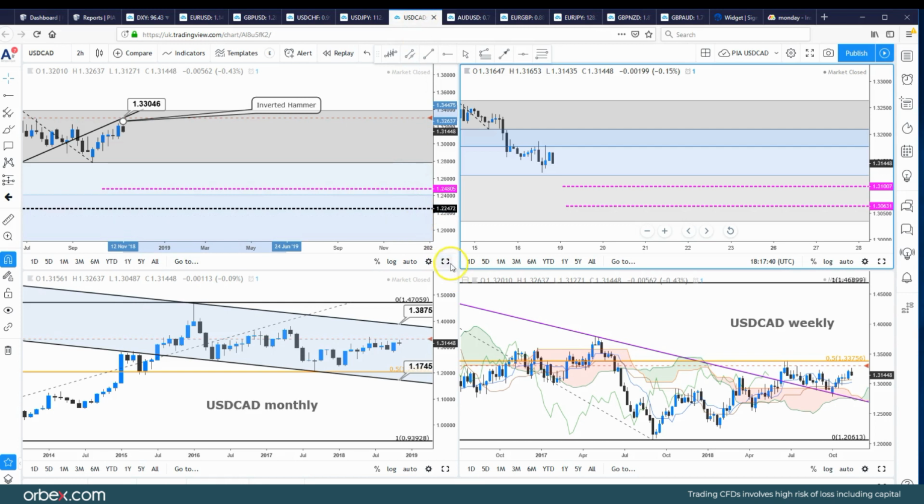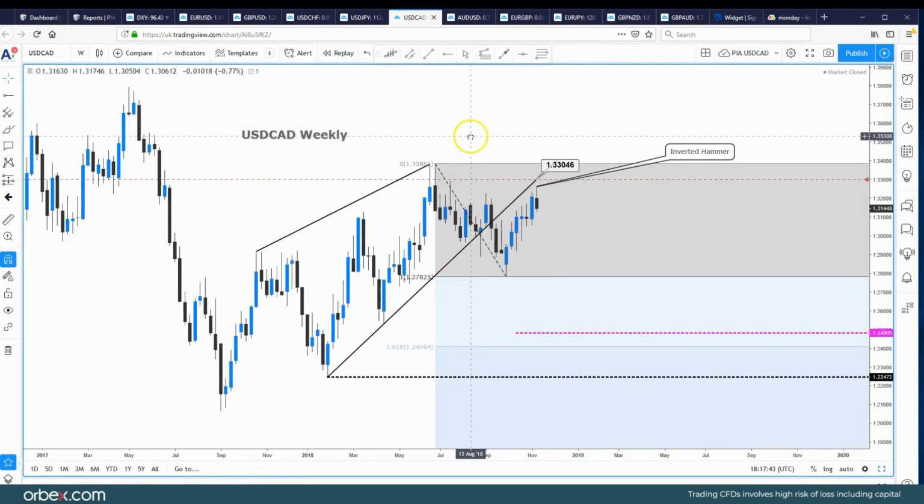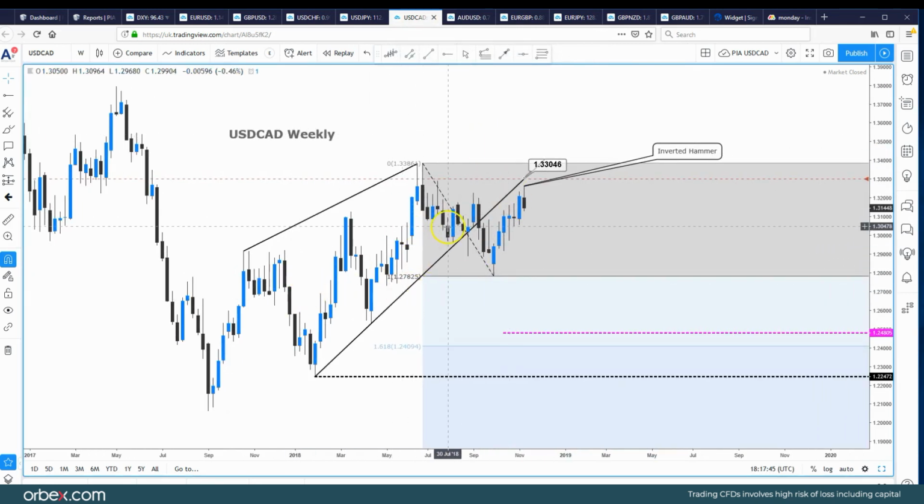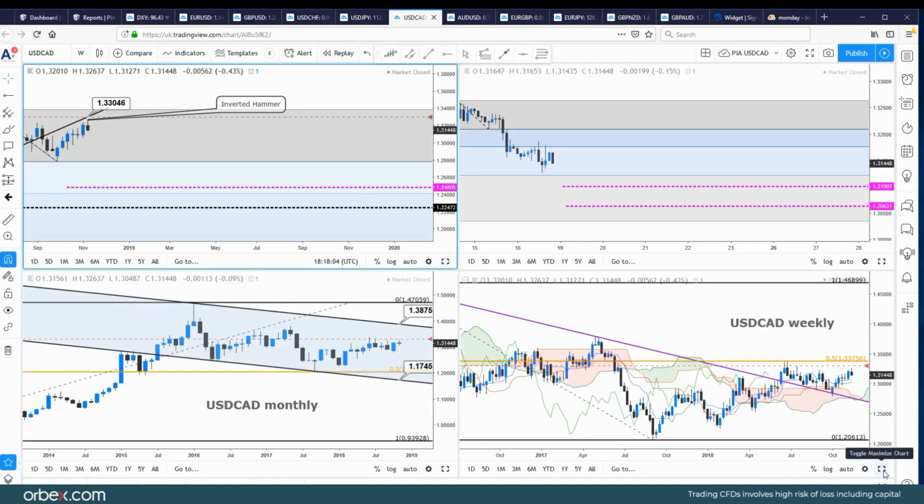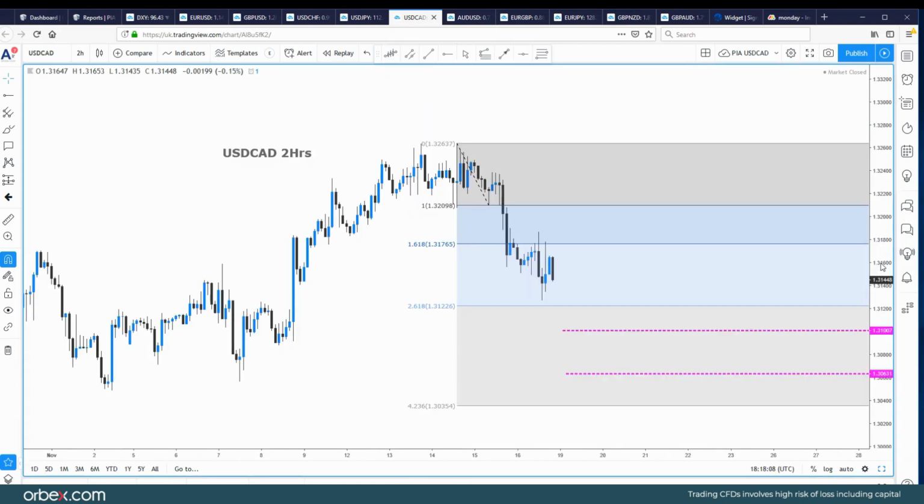Dollar CAD. Wedge breakout, didn't quite get to the reverse trendline resistance at 133.04. We've seen an inverted hammer. It's not a bearish engulfing. It does offer a mild downside bias. We really need to keep an eye on oil as well next week to see if this projection is going to work out and whether or not we're going to play down to our support levels.